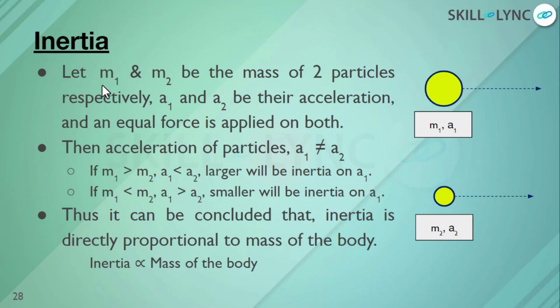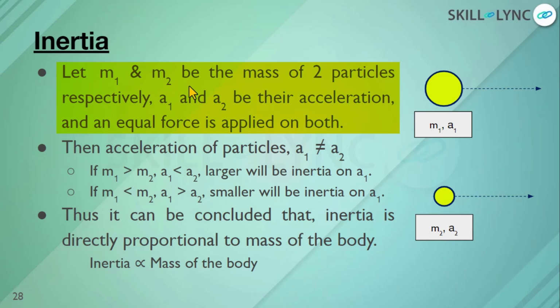We could also understand this by the following example. Let m1 and m2 be the mass of two particles respectively and a1 and a2 be their acceleration. Referring to the figures, we can see here that this is particle 1 having mass m1 and acceleration a1. Similarly, this is particle 2 having mass m2 and acceleration a2.